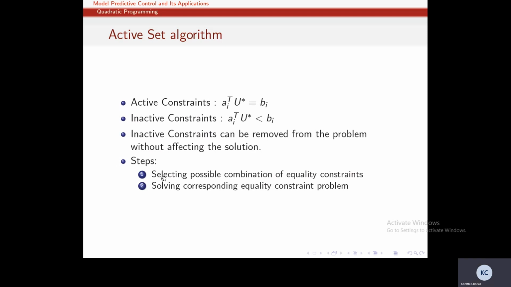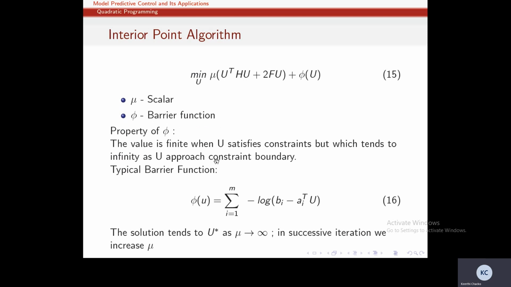The steps followed in the active set algorithm are these: we select a possible combination of equality constraints, identifying which constraints will be active, and solve the corresponding equality constrained problem. We remove all the inequality constraints, and then check the solution obtained in step 2 against the inequality constraints. We verify that these are also satisfied. That is how the active set algorithm works.